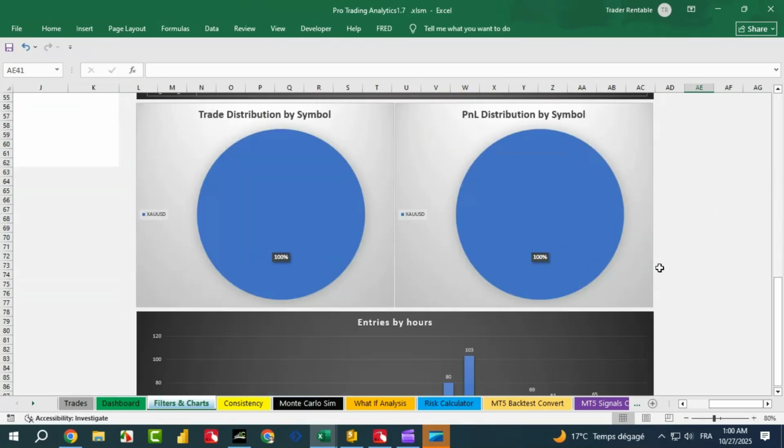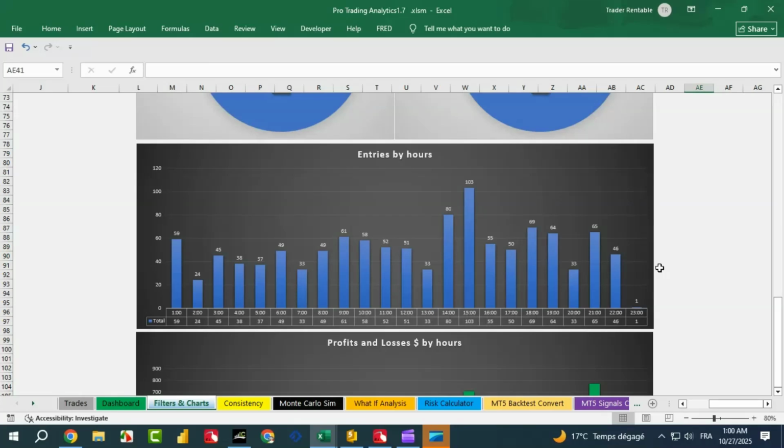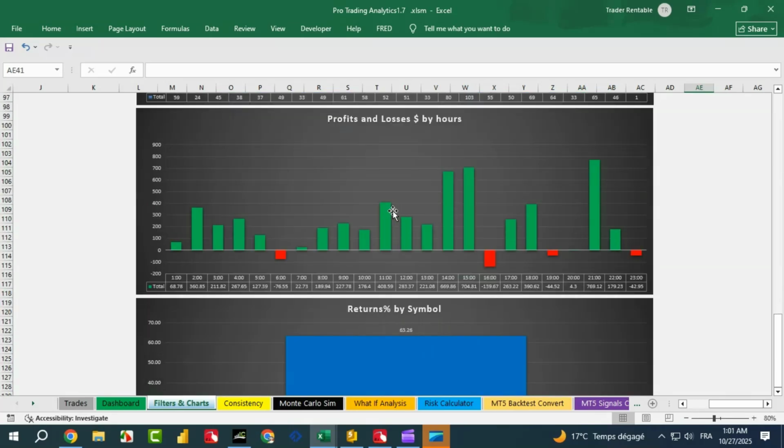For the entries, there doesn't seem to be any preference. The signal trades across all hours and sessions, with slightly higher activity at the start of the New York session. The same for the P&L, there doesn't seem to be any preference. The signal shows profits across most traded hours and sessions, with slightly higher profits at the start of the New York session and some losses at 6 a.m. and 16 p.m.